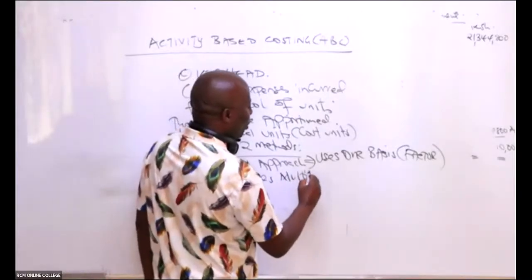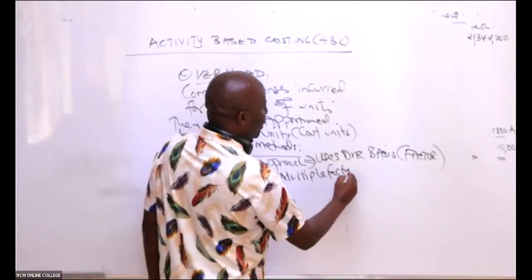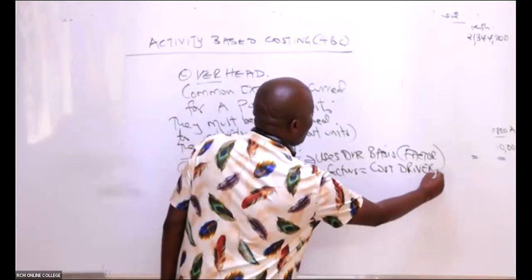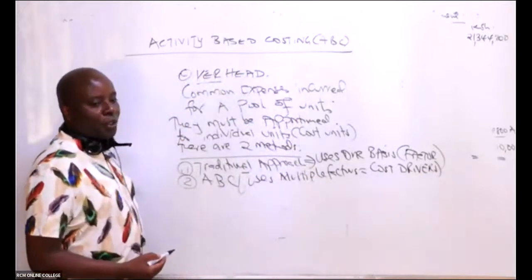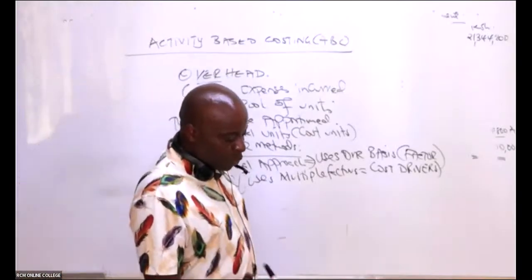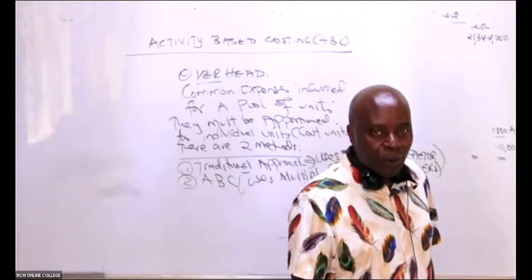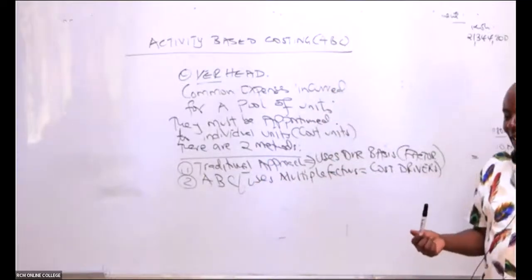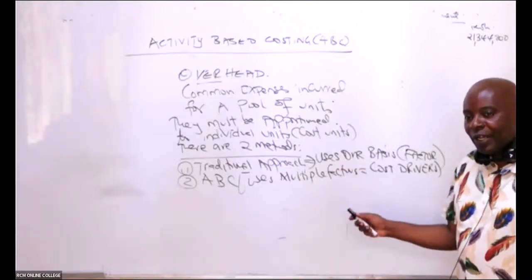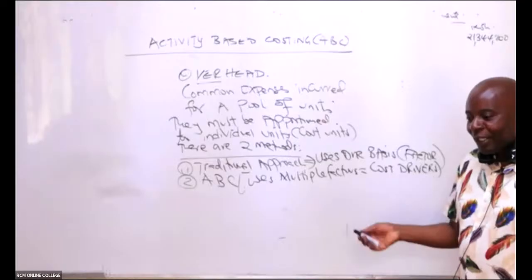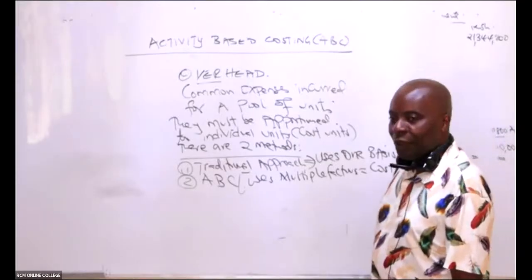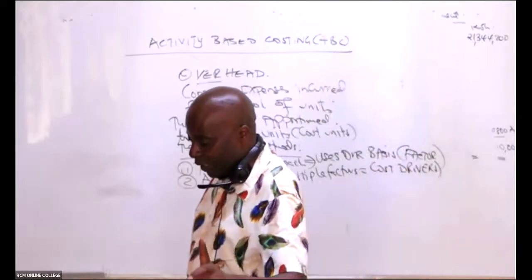multiple factors, what we call cost drivers. So they will ask you the difference between the traditional absorption or apportionment approach vis-a-vis ABC. ABC makes use of what here? Multiple factors or multiple cost drivers, and that is why it is an accurate method of estimating costs. Whereas the traditional method basically uses only one cost driver.